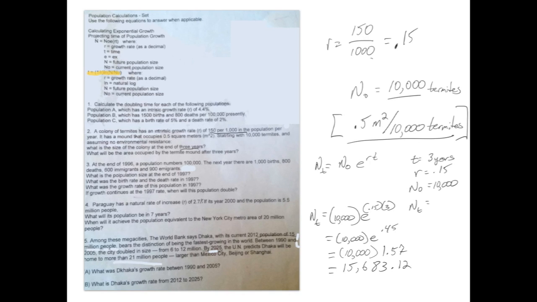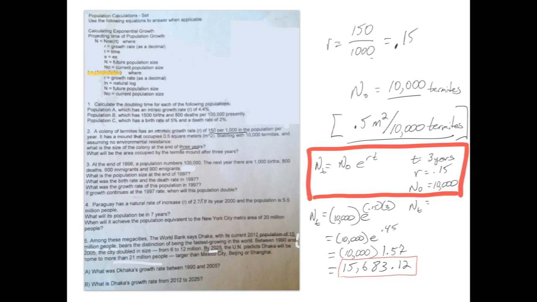All right. So this is our population after 3 years if we had a starting population of 10,000 termites, given everything we've been given in the problem set. We have 15,683.12 termites at the end of 3 years. Now, how many square meters would their termite hill take up?